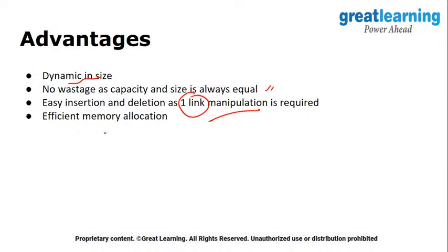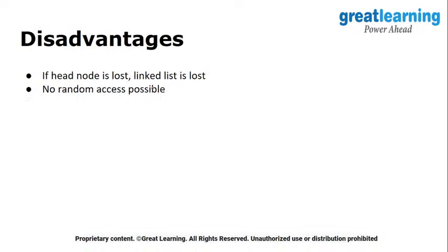So it uses memory efficiently because it is using these chunks of memory and linking them together, so you are not wasting any memory. Good. Now what are the disadvantages? If the head is lost, then your whole linked list is lost. That is one thing to keep in mind whenever you deal with a linked list.